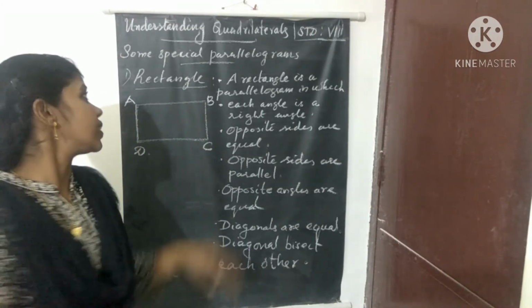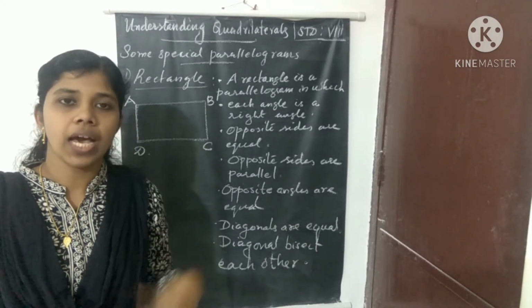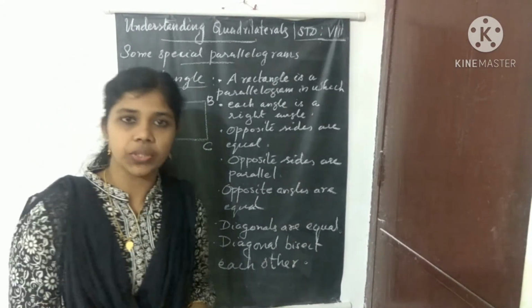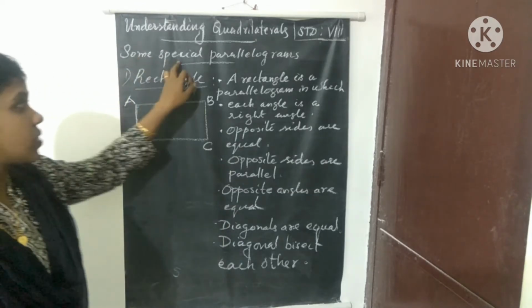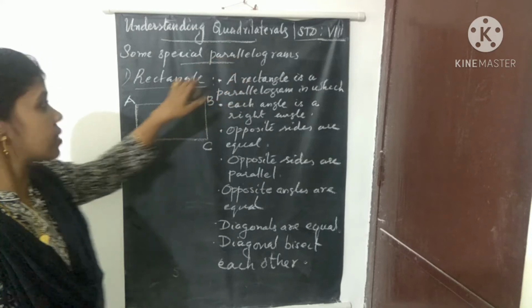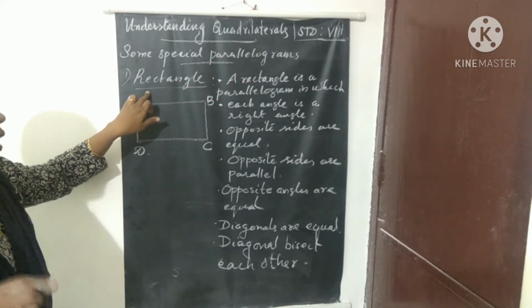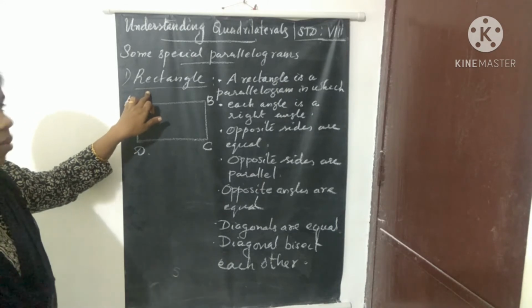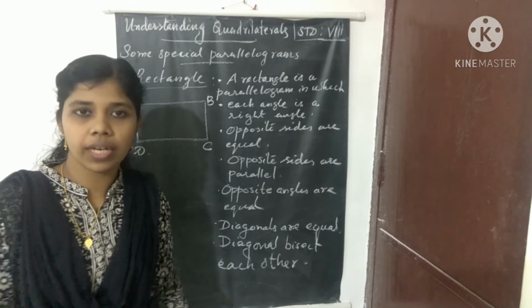Today first we will study some special types of parallelograms. After that we will discuss some revision questions. First, some special parallelograms. The first special type of parallelogram is what? Rectangle. What is the meaning of parallelogram?